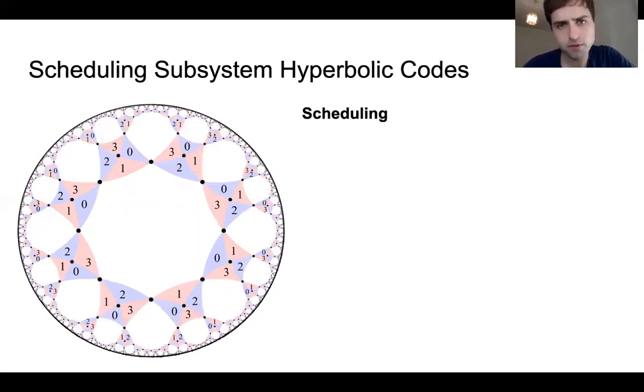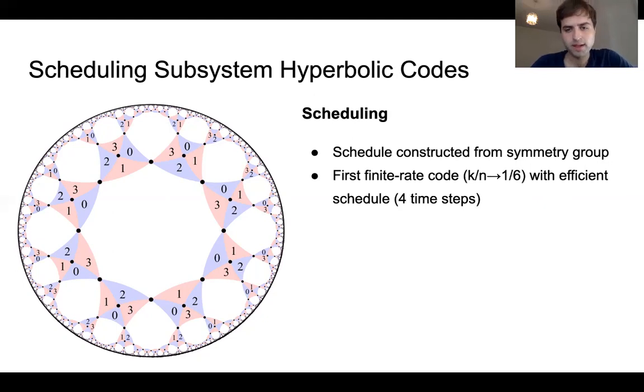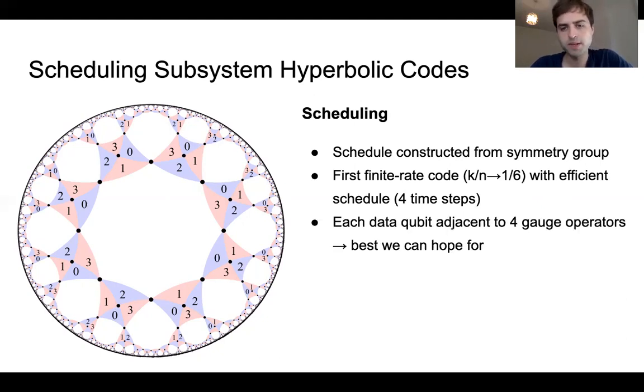Now we also simulate the performance of the subsystem hyperbolic codes. To do this, we also construct a schedule to measure the stabilizers and gauge operators. We construct a schedule from the symmetry group of the tessellation. And as a result, this is the first finite rate code, with a rate of 6, which has an efficient schedule of 4 time steps. Since each data qubit is adjacent to 4 gauge operators, 4 time steps is the best that we can hope for. So it's optimal depth.